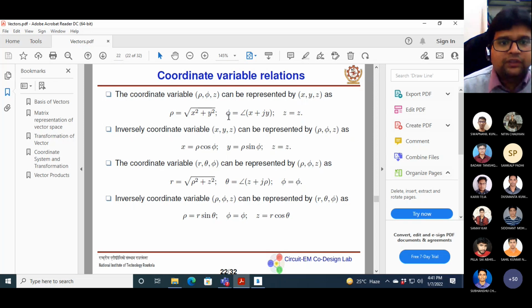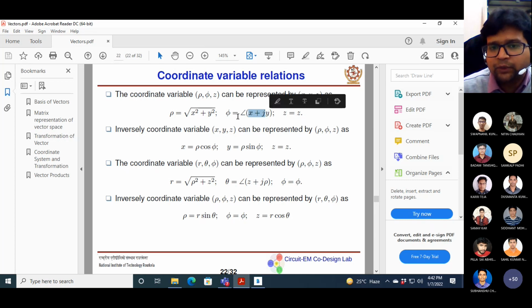Now it comes to the coordinate variables. The coordinate variables rho, phi and z can be represented by x, y and z as rho equals the square root of x square plus y square, and phi equals the angle of x plus jy. As I have told you, instead of taking tan inverse of y over x, which is not good, we can write it in complex form as an angle. That is a good way to represent the angle, and z equals z.